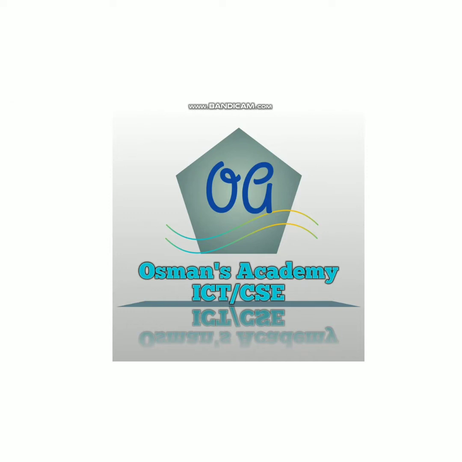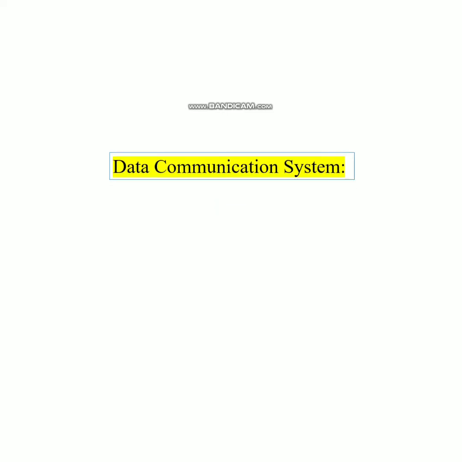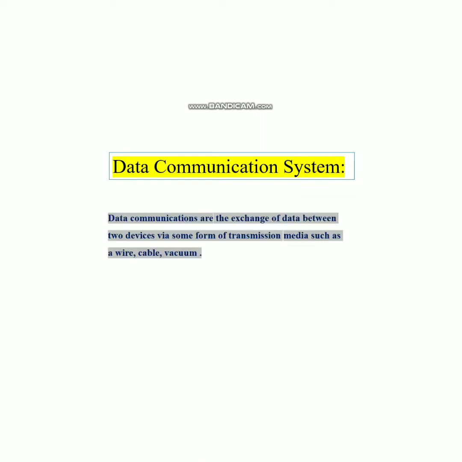Today I'm going to discuss the second chapter of ICT. The topic is the data communication system. Data communication basically refers to transferring data between two devices, and when we apply some process for the communication, it is called a data communication system. In other words, data communication is the exchange of data between two devices by some form of transmission media, such as a wire, cable, or a vacuum.